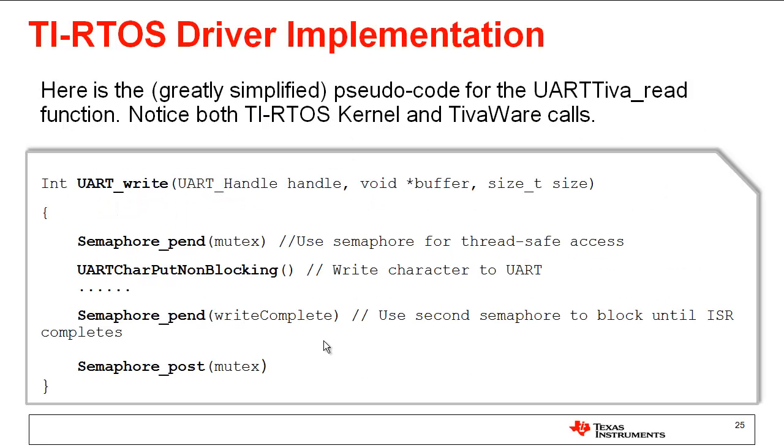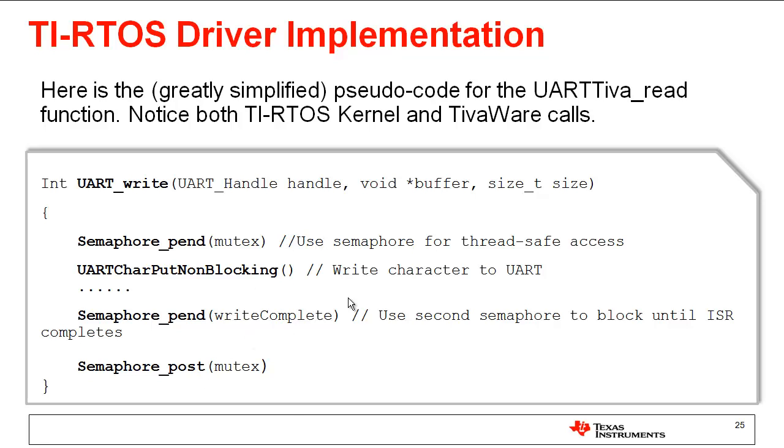Now, if you look at the UART driver implementation, this is a very simplified pseudocode implementation just to show you what the UART read function looks like for a TivaWare device, TivaC device. So you can see, it's actually UART write, in fact. So we have UART write happening here, and the first thing we do when we go into this UART function is we pend on the semaphore, and that basically means that we're blocking out access to that UART for other threads.